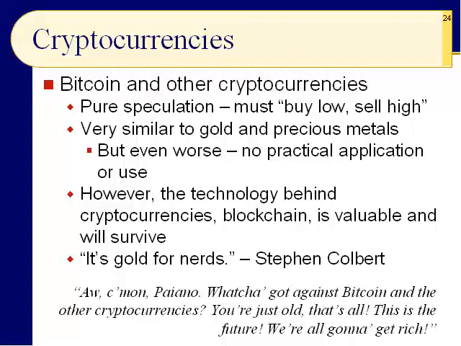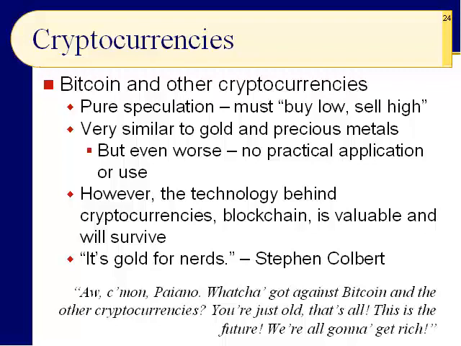They're very similar to gold and precious metals, but even worse because there's no practical application or usage. However, the technology behind cryptocurrencies, the blockchain technology as it is called, another name for it is a digital ledger, is actually very valuable, and that will survive. And I think Stephen Colbert, of all people, said it best. It's gold for nerds. He's right. It's very similar to gold, other than the fact that gold actually does have some usages for your teeth, as we said, and for jewelry and for some electronics. Cryptocurrencies have no usage whatsoever, other than the fact that people believe that they're worth something, and that makes them worth something. So, again, pure speculation.